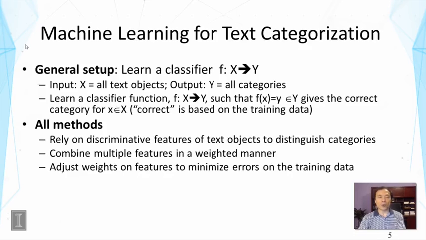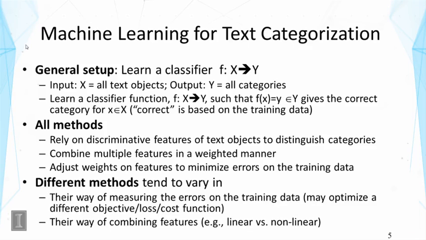So in general, all methods would rely on discriminative features of text objects to distinguish different categories. That's why these features are very important, and they have to be provided by humans. And they will also combine multiple features in a weighted manner, with weights to be optimized to minimize the errors on the training data. So ultimately, the learning process is an optimization problem, and the objective function is often tied to the errors on the training data.